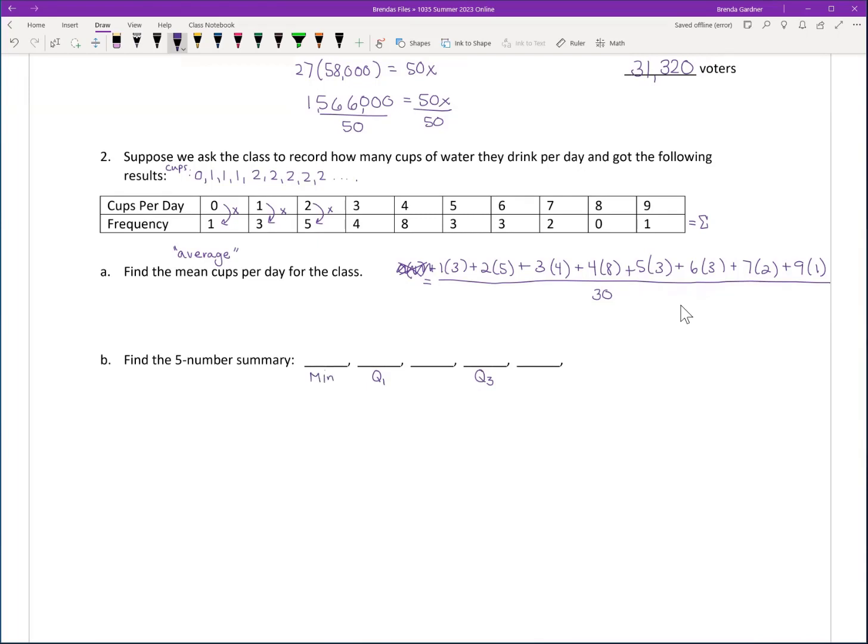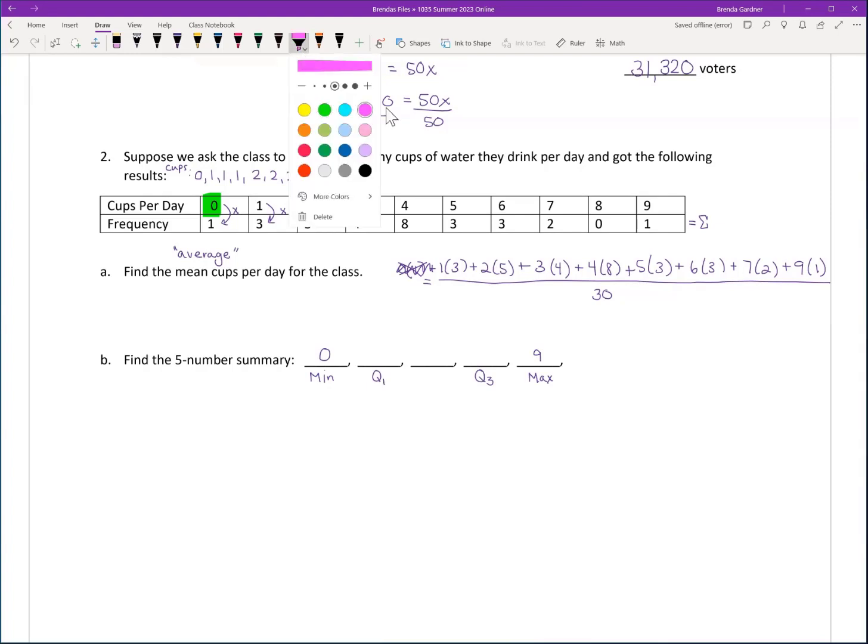And that would be the minimum number that appears. In this case, it would be 0. So somebody had 0 cups of water per day. And then let's just jump over to the max, which would be 9. Okay, so someone mentioned that they drink 9 cups per day. So that's going to be your max. Just write that.